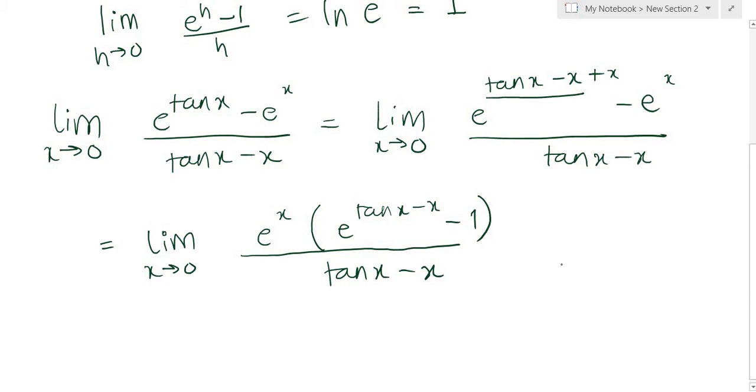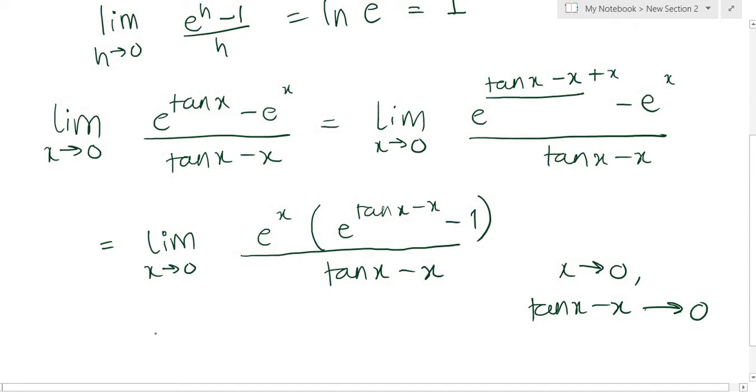Now observe, as x goes to 0, tan x minus x also tends to 0. So the identity above makes sense. It's satisfied. So this thing just becomes 1. All we are left with is the limit as x tends to 0 of e raised to x. When you substitute x as 0, we have e raised to 0, which is 1.